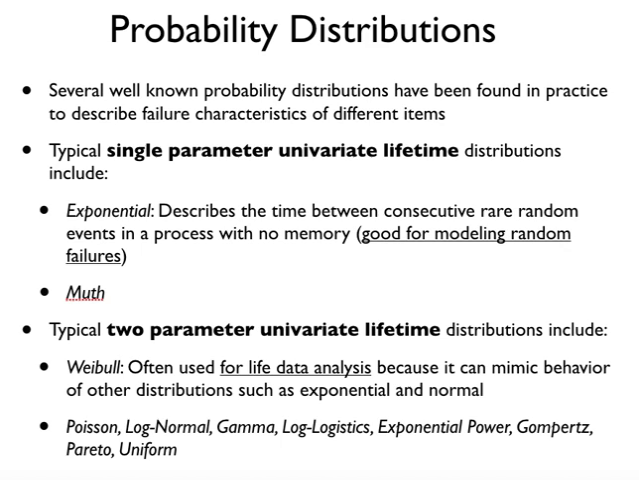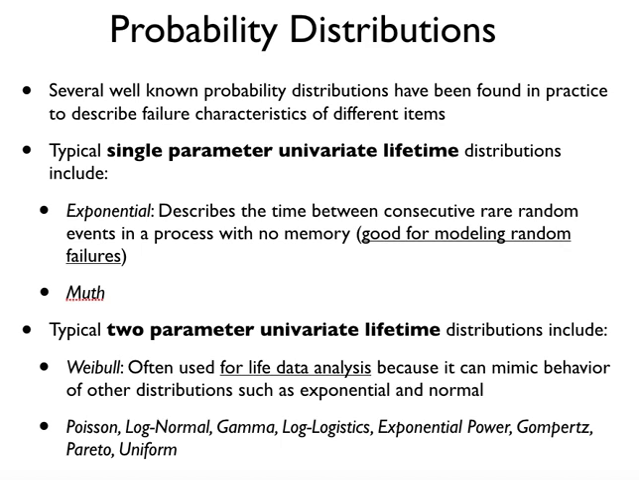So exponential describes the time between consecutive, rare, random events with no memory. One of the big things here, which we'll talk about shortly, is the randomness. So these have to be fit into this idea of random failures.